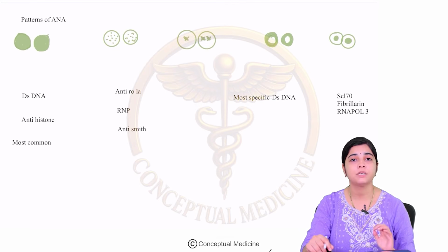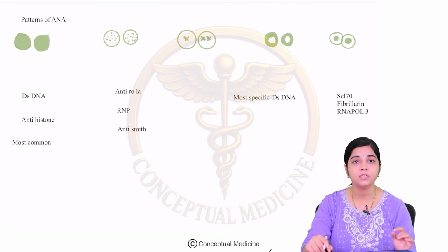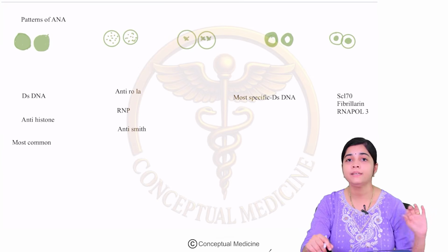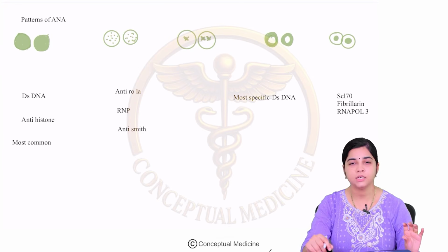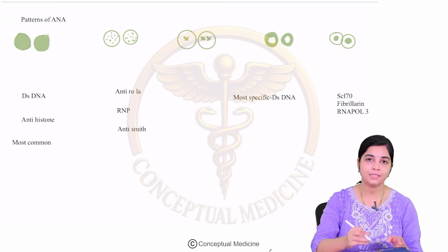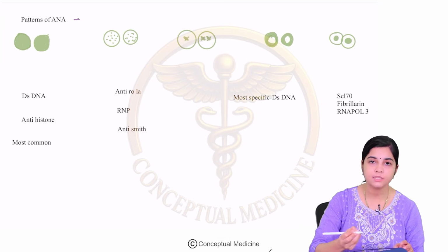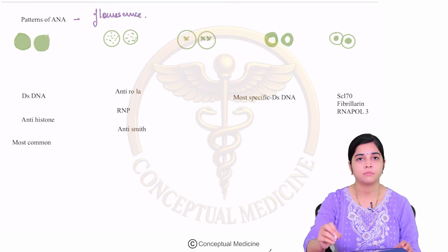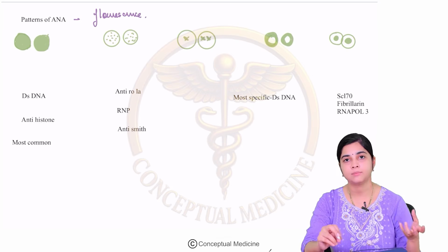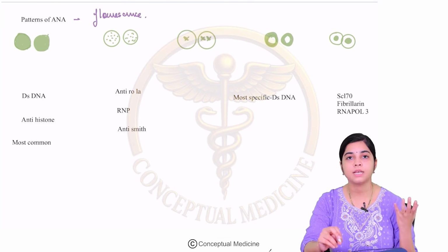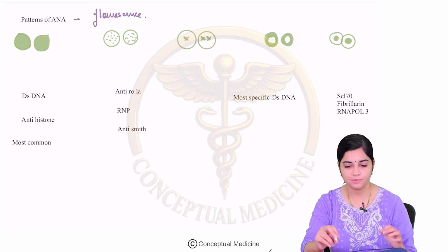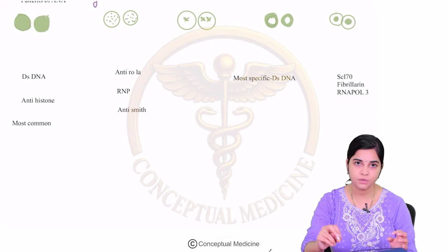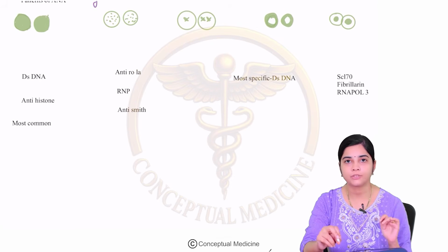So whenever we speak about this antinuclear antibody, it's not only the titers which you have to look at, you also have to look at the patterns of ANA. What is this pattern specifically referred to? It is the pattern of fluorescence. Under the fluorescent microscope, the ANA can be in different patterns, and that is also something which helps in clinching the diagnosis. Okay, so let us look at the different patterns.